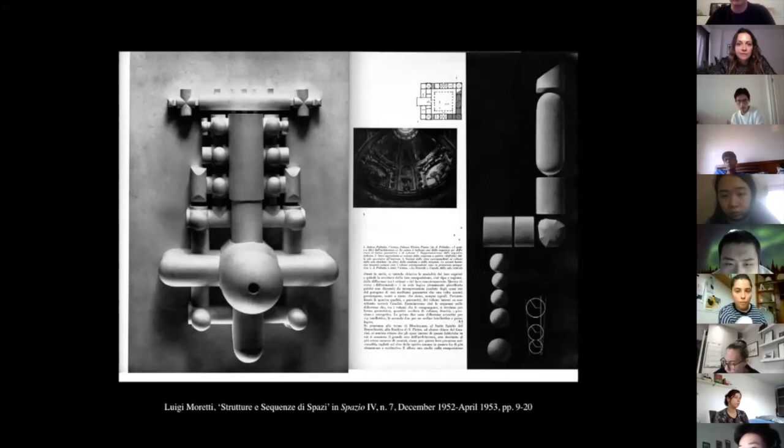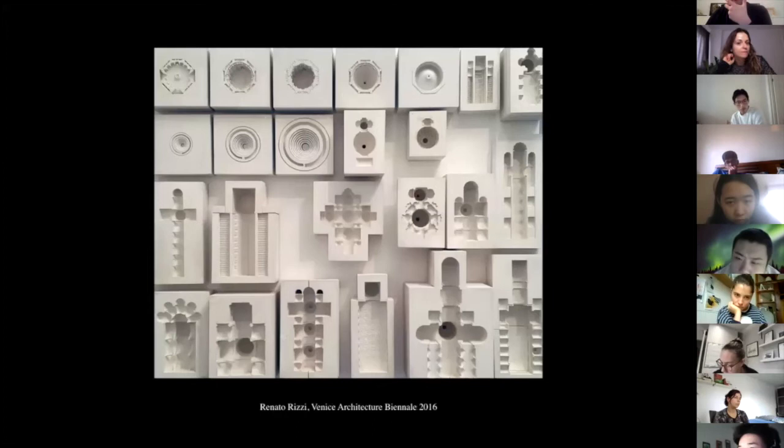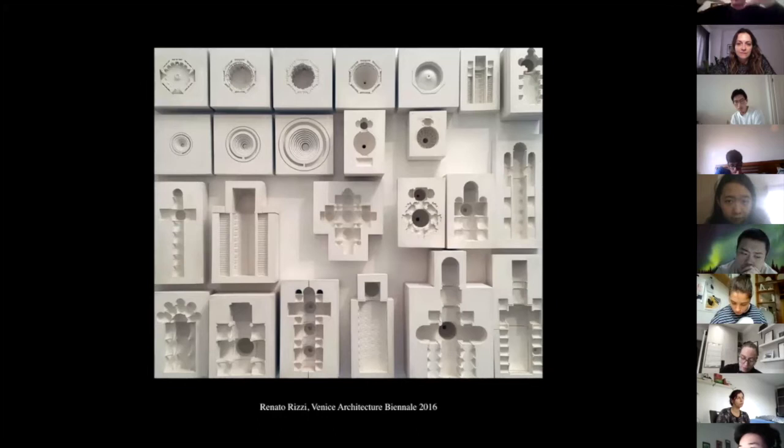This, as I said before, is a very useful way of modeling, and in fact, it has become very much in fashion nowadays. So this, for instance, is a series modeled by an Italian professor called Renato Rizzi, which were displayed at the Biennale in Venice in 2016, where he does exactly the opposite of Moretti. So he, in a way, depicts the space around, or he models the space around the buildings by showing the voids inside them.